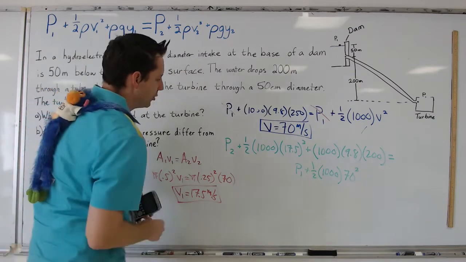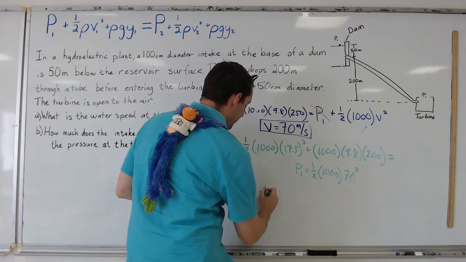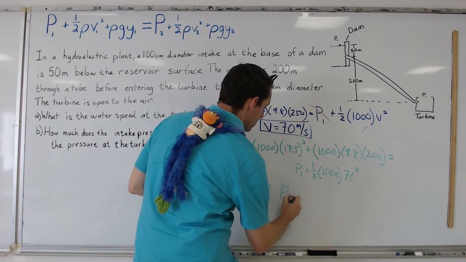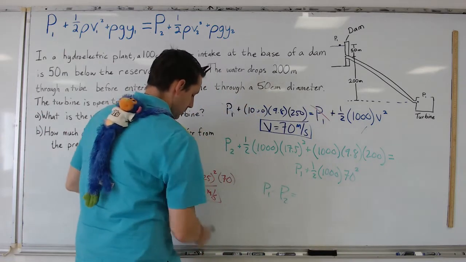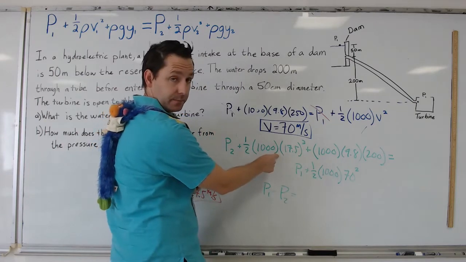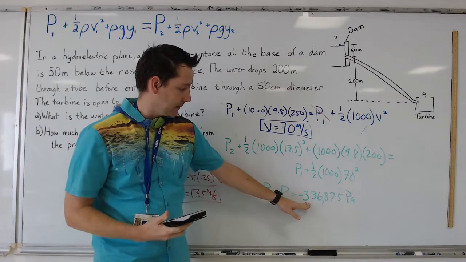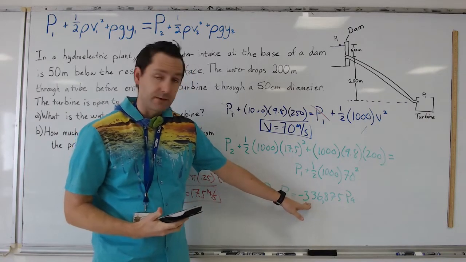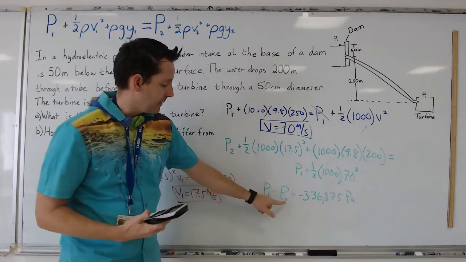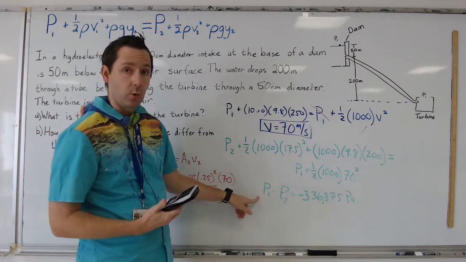I'm going to move the P2 over to the other side. So I'm going to end up having P1 minus P2. So this is moving over there. This one needs to move over to this side. Okay, so I'm going to go ahead and punch all that in. I got negative 336,875 pascals. So what that means is that P2 is that much bigger than P1.